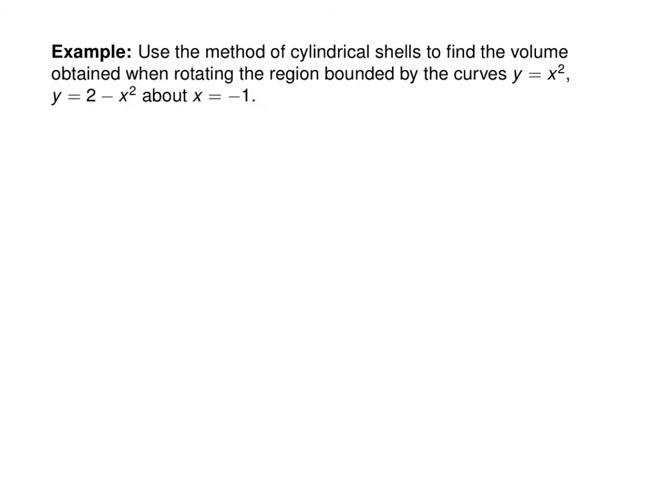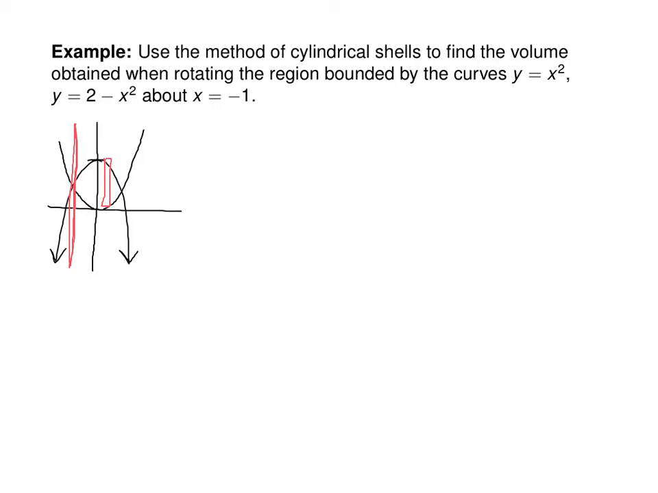Next, let's consider what happens when the axis of rotation is not the x or y axis. So suppose we have the region bounded by the curves y equals x squared and y equals 2 minus x squared. So there's y equals x squared. Here is 2 minus x squared. And x equals negative 1 is right there. Okay, so we slice parallel to the axis of rotation. So there we go. There's a random slice.